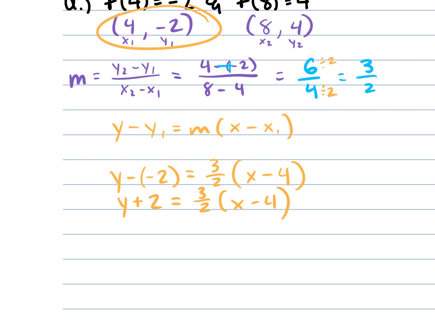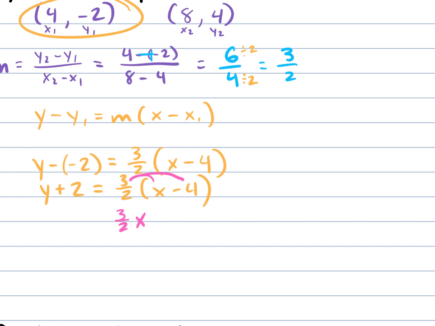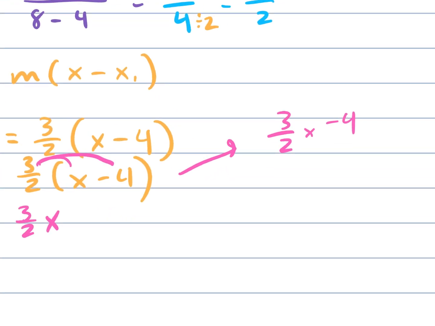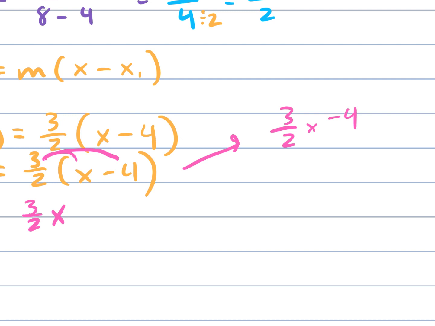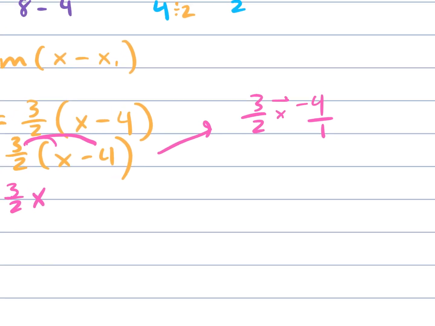And then what would I need to do to put it in slope-intercept form? Distribute. So when we distribute, 3/2 times x would just be 3 over 2x. And then we need to multiply 3 over 2 times negative 4. So I'm going to do that on the side here. 3 over 2 times negative 4. What do I need to do first when I multiply a fraction and a whole number? Put 1 in the denominator. And then how do I multiply fractions? Straight across. Awesome. Negative 12 over 2, which simplifies to? Negative 6. Perfecto.